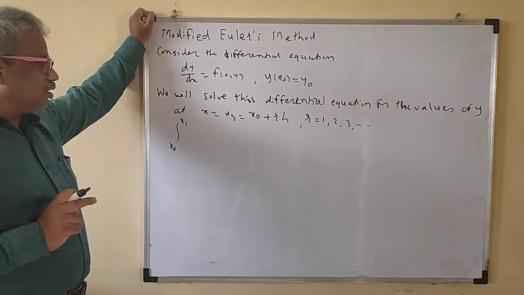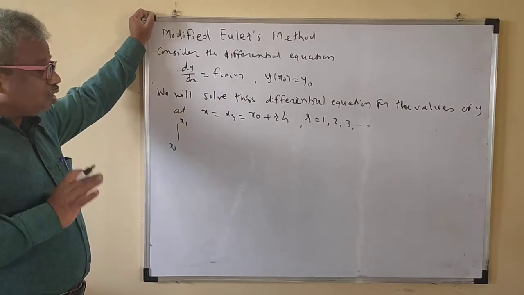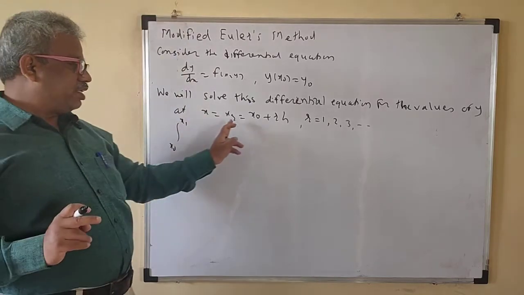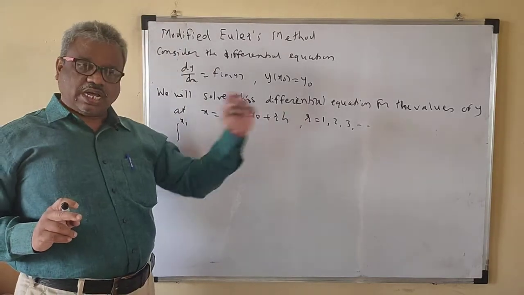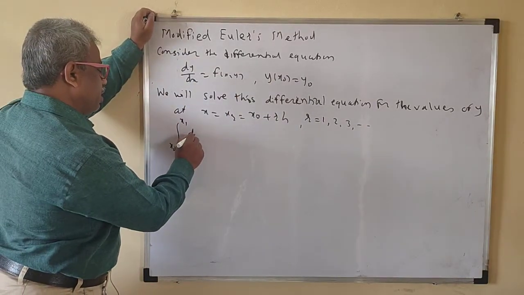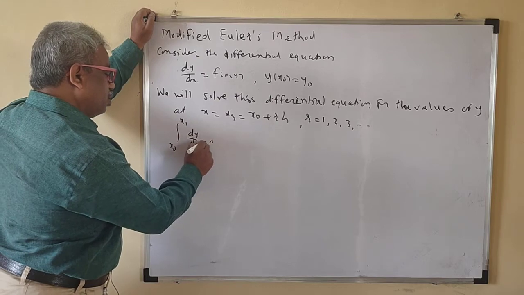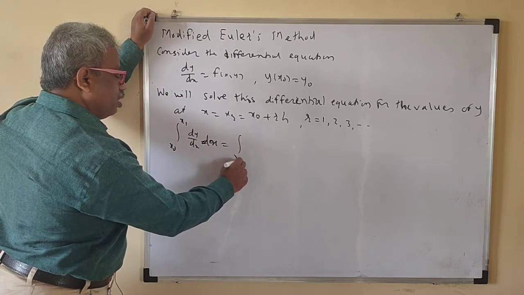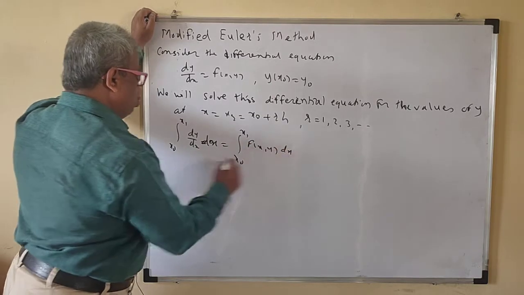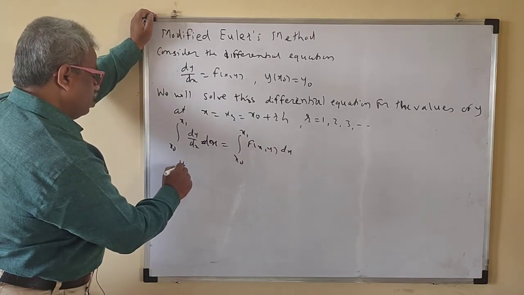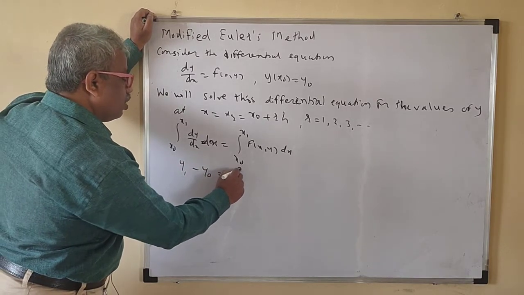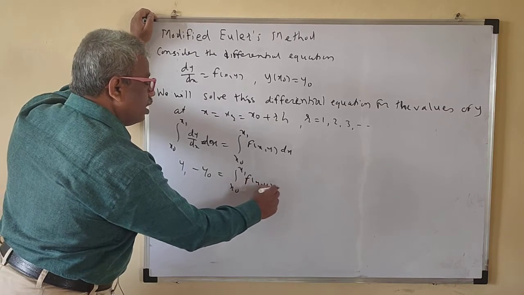with y of x naught as the initial condition provided to you. We want to solve this equation for the values of y at x equal to x_r, which is x naught plus r h, and so on. So we will integrate this: the integral of dy by dx dx is equal to the integral from x naught to x1 of f of x, y dx. You know that this is y1 minus y naught, which equals the integral from x naught to x1 of f of x, y dx.